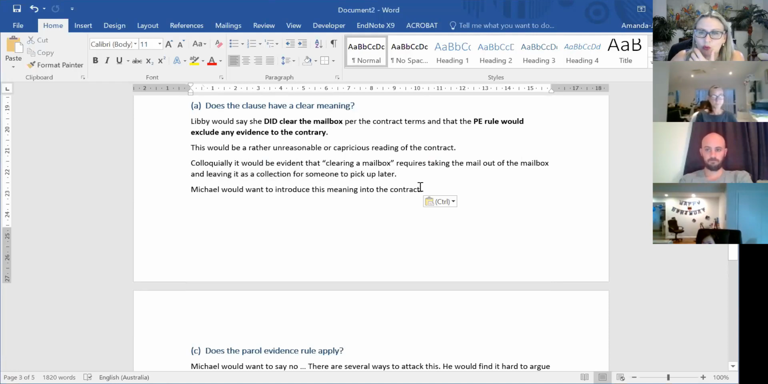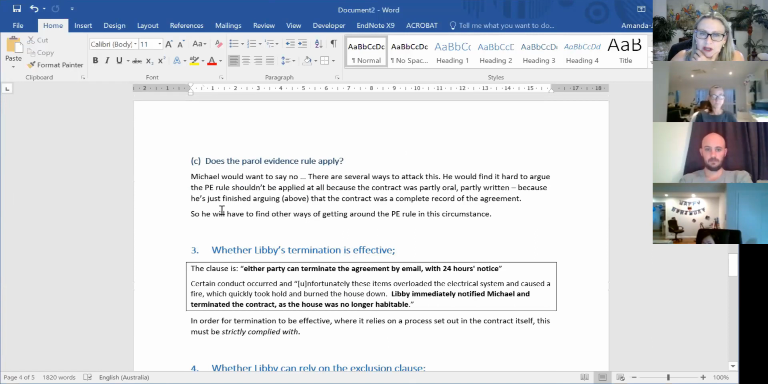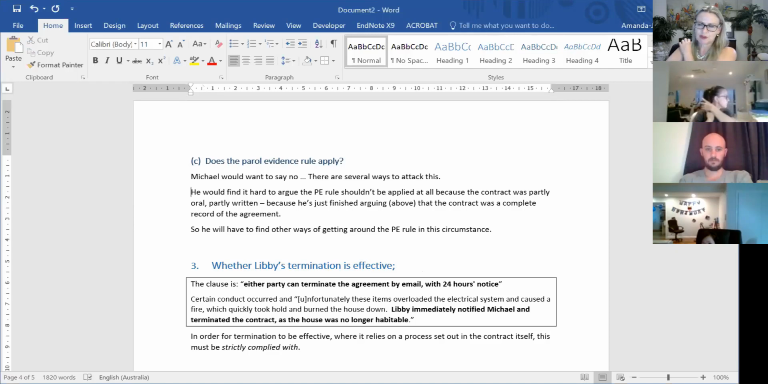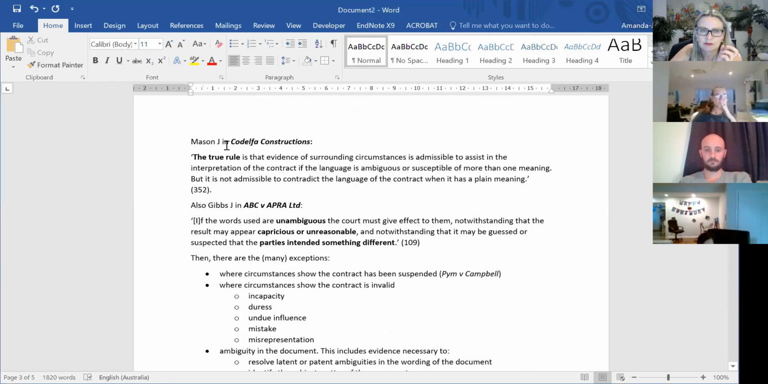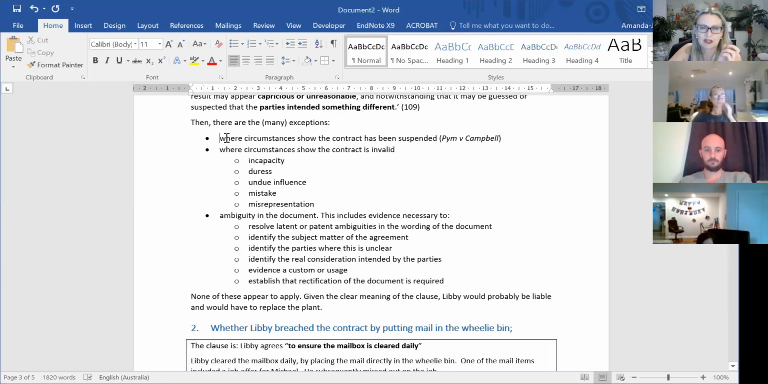Okay, so how can we get around this? This is where we start to go through our parole evidence rule again. There are a number of different ways to attack the parole evidence rule here and try and say that it should not be applied, and that evidence of the factual matrix or circumstances surrounding the contract should be admissible. Obviously, the first one that we had a look at up here.